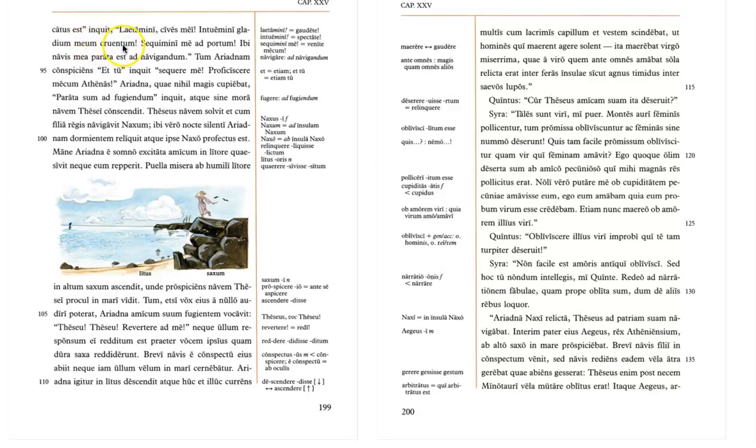Cruentum means blood or bloody. And then gladium cruentum, bloody. And then he says, follow me to the port. So they're going to go back to the ship here. So here we have just second person plural imperative. So follow me to the port.